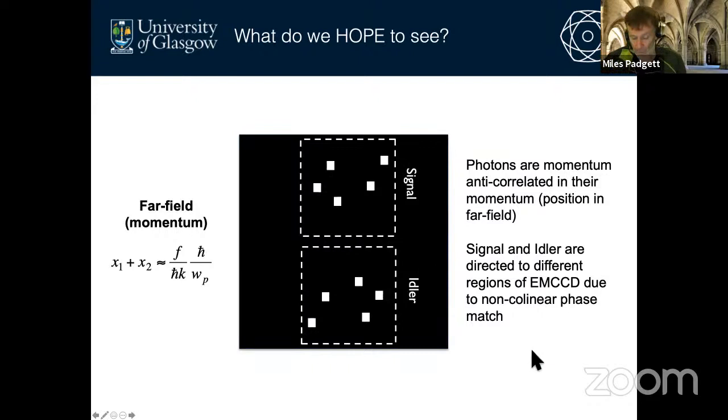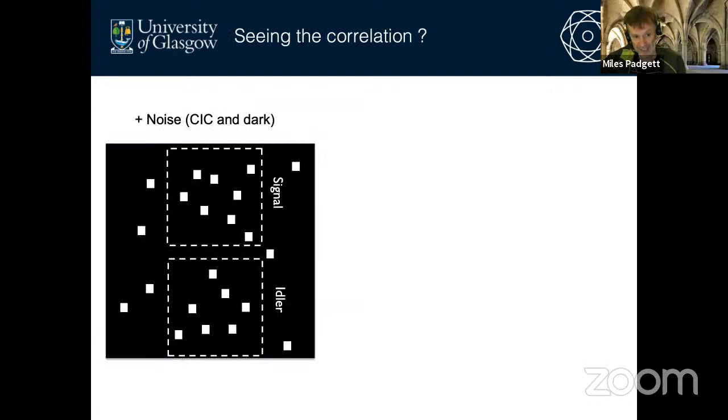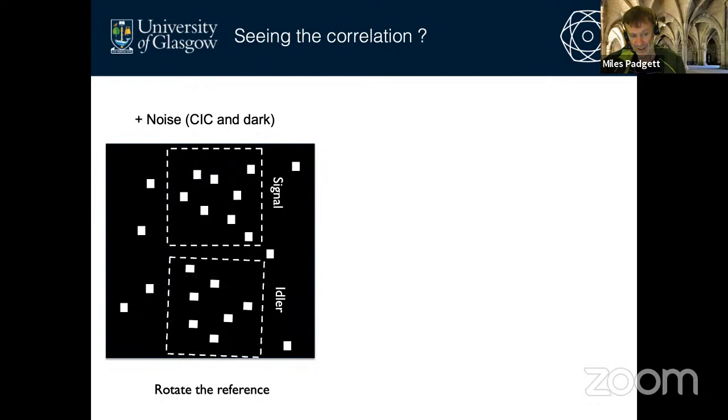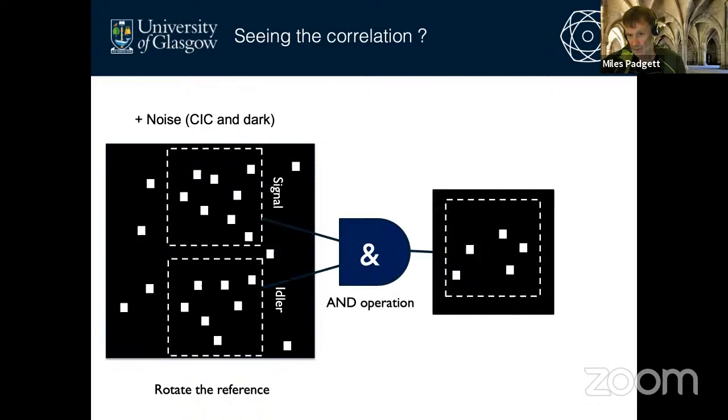I want to find which of those events are common to both images. Because I'm now going to add in noise, it's not so obvious what corresponds to which. So I'll just give that one a twizzle round. I'll then run an AND operation between the two regions. And that recovers the real photons. So these are the real photons, not the noise. And importantly, it's not the thermal background light.